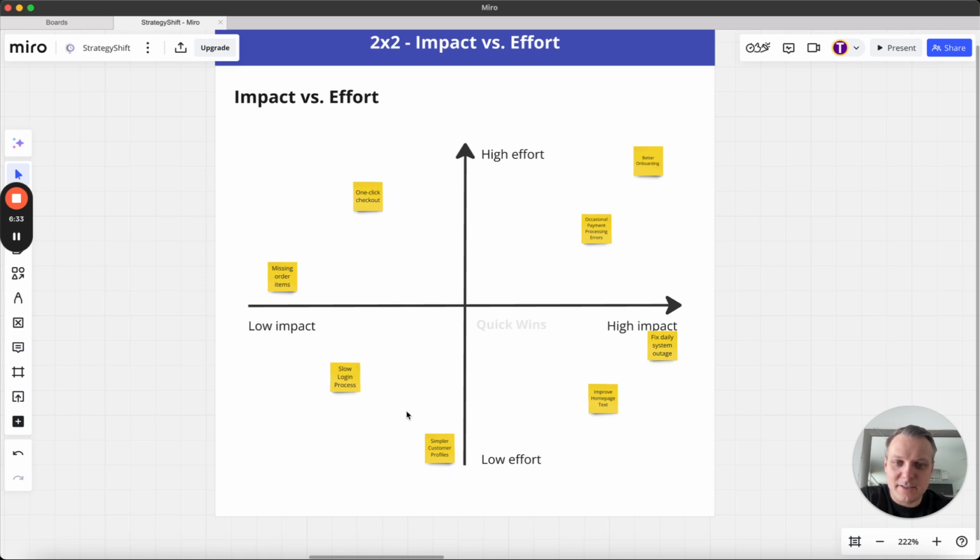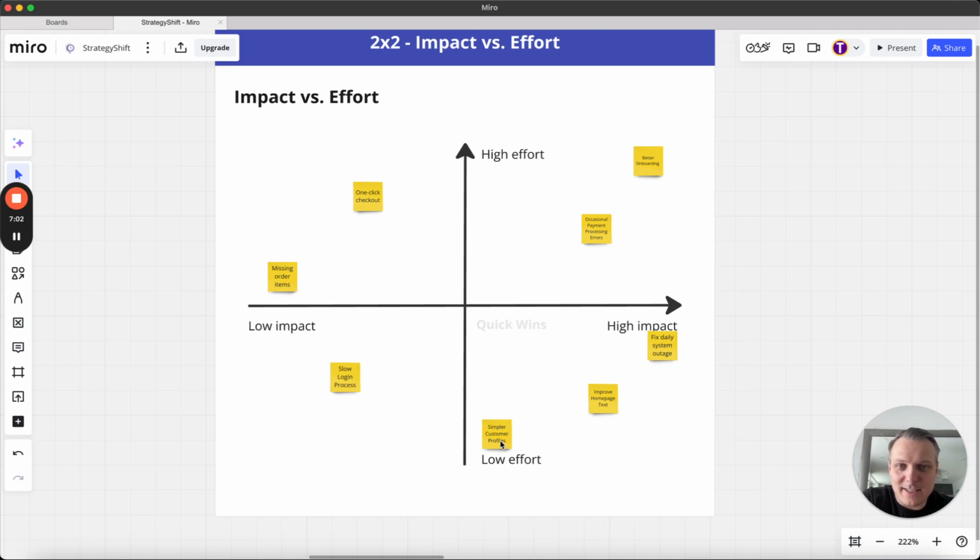And then simpler customer profiles. If you improve the customer profiles, how much of an impact will it have? Maybe a little bit of an impact. People will be able to change their settings, maybe buy more stuff, or fix whatever problem they might have. Maybe have that fixed easily, maybe reduce the number of complaints. So maybe that's low effort, because you're just moving things around, and medium impact.